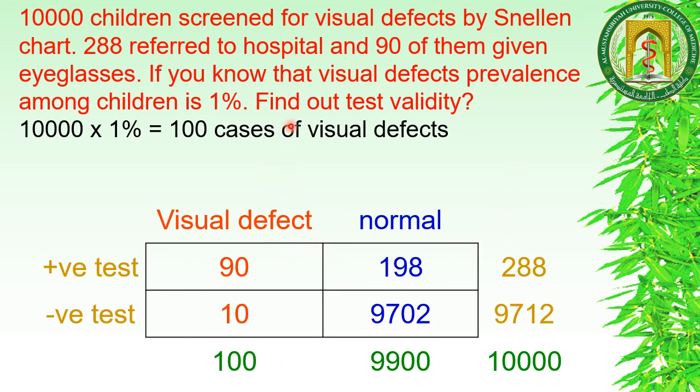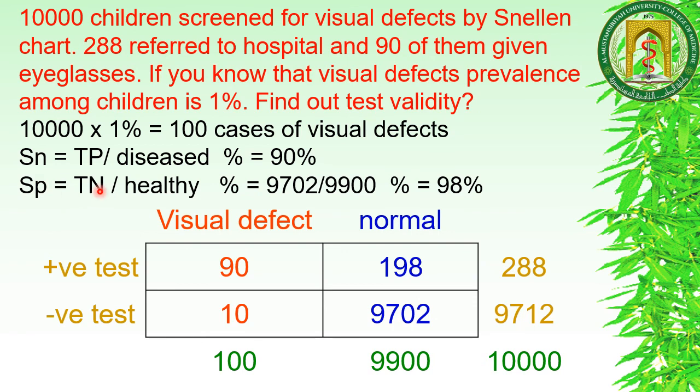We go to the problem and we can find anything which the problem asks about. Find out test validity. Validity means sensitivity and specificity. So sensitivity equals, from the formula, true positive divided by diseased, which is 90%. Specificity, true negative divided by healthy, equals 98%. The final step in any screening problem is to try to explain your results. We say here that the Snellen chart screening test is sensitive and specific.